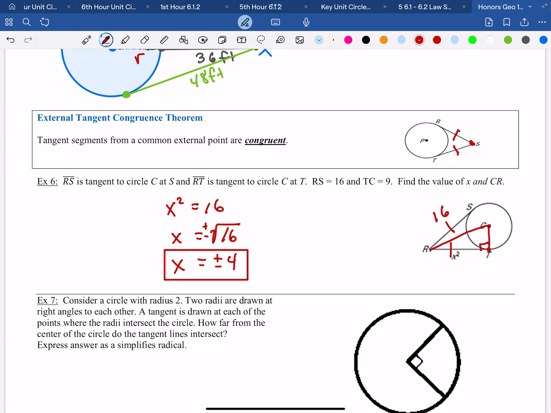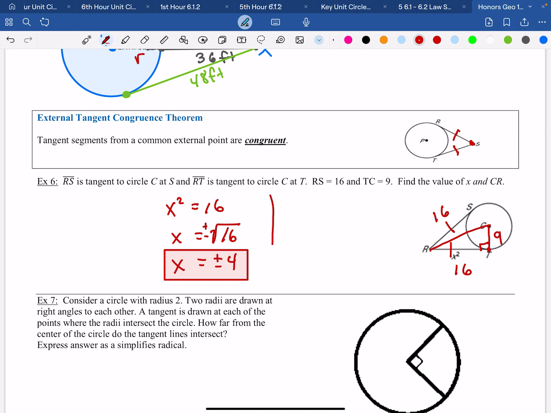All right, but now the question is asking us to find the value of CR. And by strategically drawing this way, we know we have a right triangle. We know that this is 16. I'm going to let you guys think about this one. I want you to think about, TC is 9. Okay, so what would RC have to be? If you wanted to go ahead and solve this, you're going to do the Pythagorean theorem.